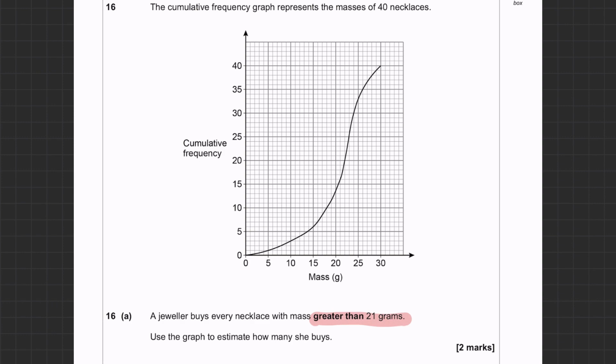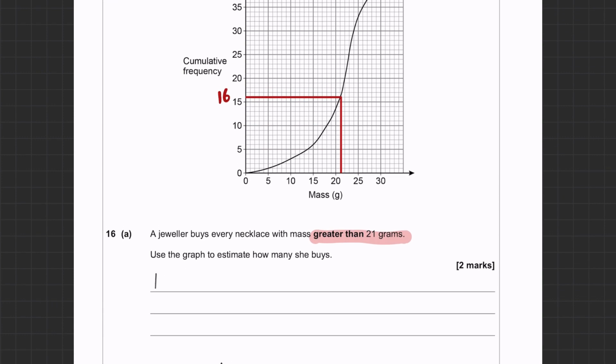Well, if we want to find the amount of necklaces greater than 21 grams, we need to find how many are up to 21 grams. So I'm going to go to the mass at the bottom of 21 grams, which is here. And then I'm going to go up until the point where it reaches the curve. And then I'm going to go across. You'll do this with a ruler in the exam. So it actually reaches 16. So 16 are less than or equal to 21 grams.